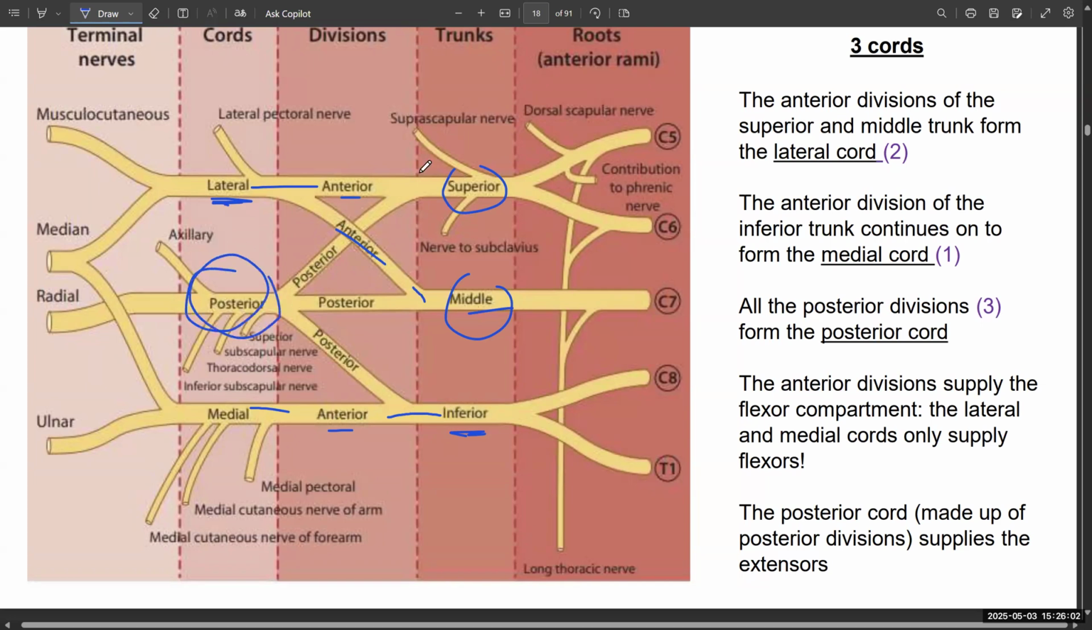And now this posterior cord over here, okay? That's very simple. It's going to have a branch from each of the trunks. So the posterior division, the posterior division, and the posterior division. So these three posterior divisions are going to combine to give you the posterior cord.